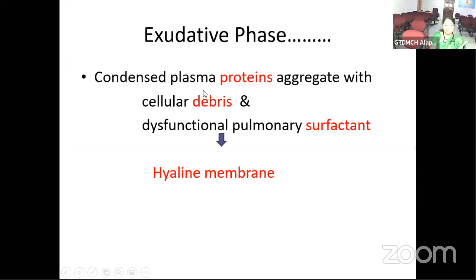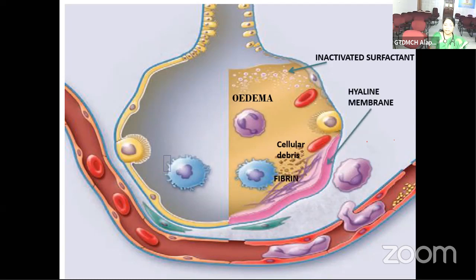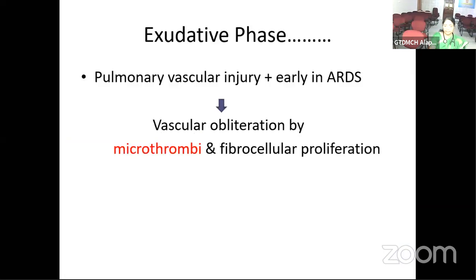And I told you there is protein-rich edema fluid in the alveolus, and these proteins along with cellular debris and the dysfunctional surfactant, the surfactant is dysfunctional in ARDS, all these things condense together to form a hyaline membrane. You see, there is edema, there is cellular debris, then dysfunctional surfactant, and fibrin. All these things together form a hyaline membrane. Okay, so that is what happens in the exudative phase.